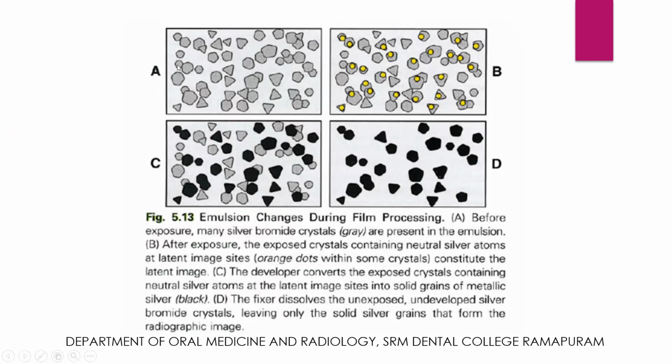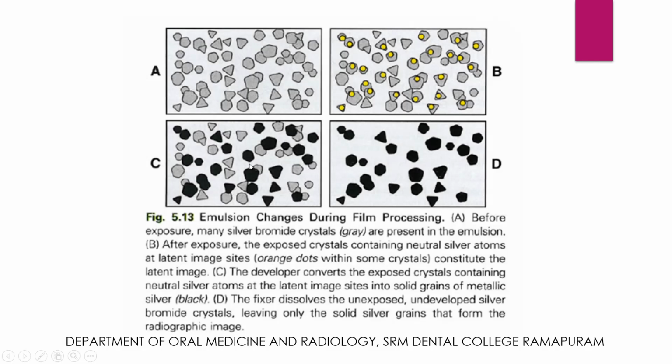As we can see in figure A, before radiographic exposure, the silver bromide crystals, denoted with gray color, are present in the emulsion. And this is after exposure: image B shows the exposed crystals containing the neutral silver atoms at the latent image site. The latent image is marked with orange dots. It constitutes the latent image. Latent image is the plain image that you see before the final rinsing and complete developing of the radiographic film.